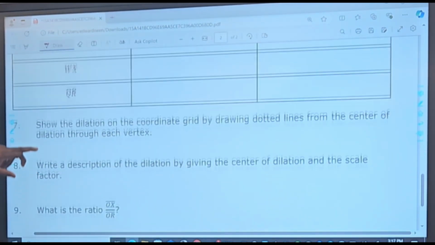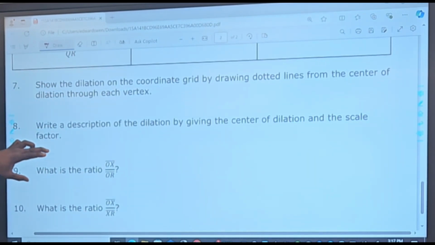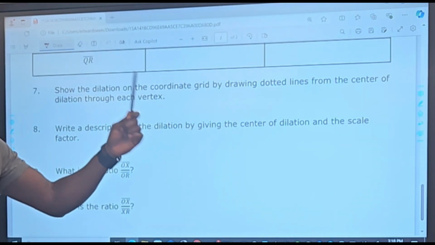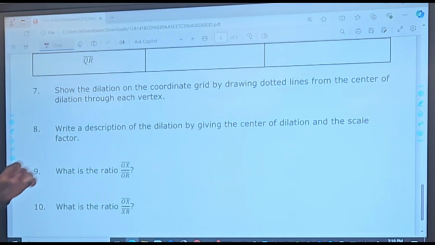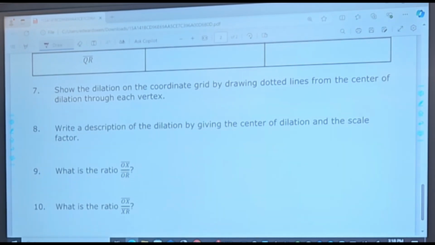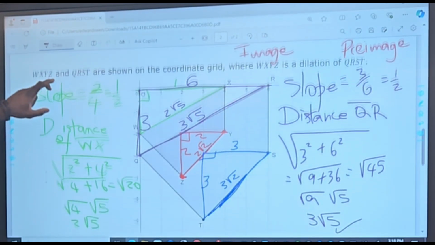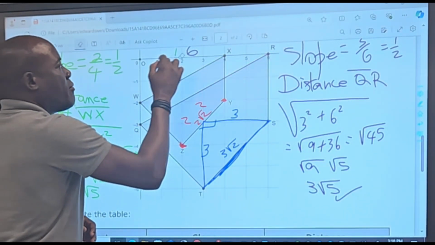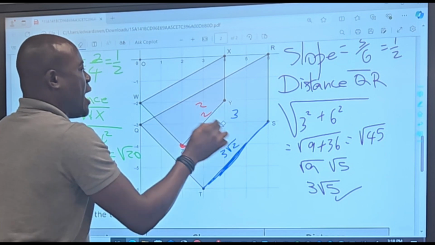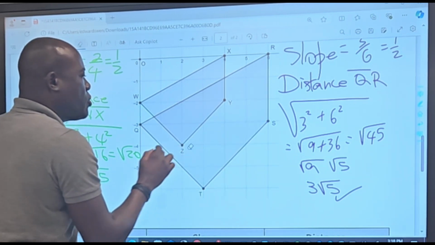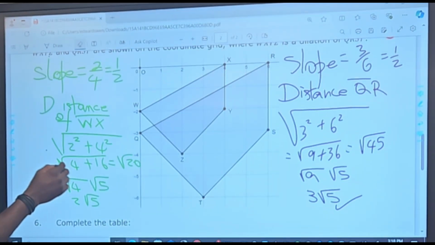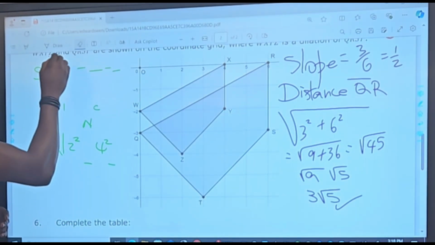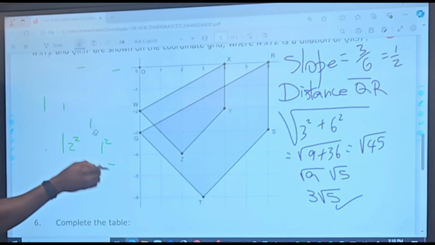Let's go up. So basically we're at number 7. What is it we're required to do at 7? Number 7 is saying show the dilation of the coordinate grid by drawing dotted lines from the center of the dilation through the vertex. So the center of our dilation is 0, 0, right? Let me clear this off for us. The center of the dilation is 0, 0. What they want us to do is that we're going to just connect lines through the corresponding vertices, right? We're going to connect lines through the corresponding vertices, and we're going to take them through the center. Broken lines.